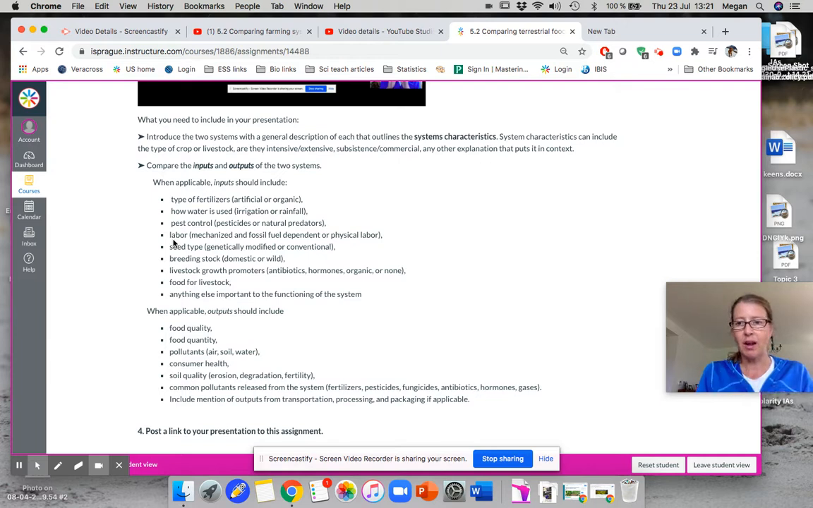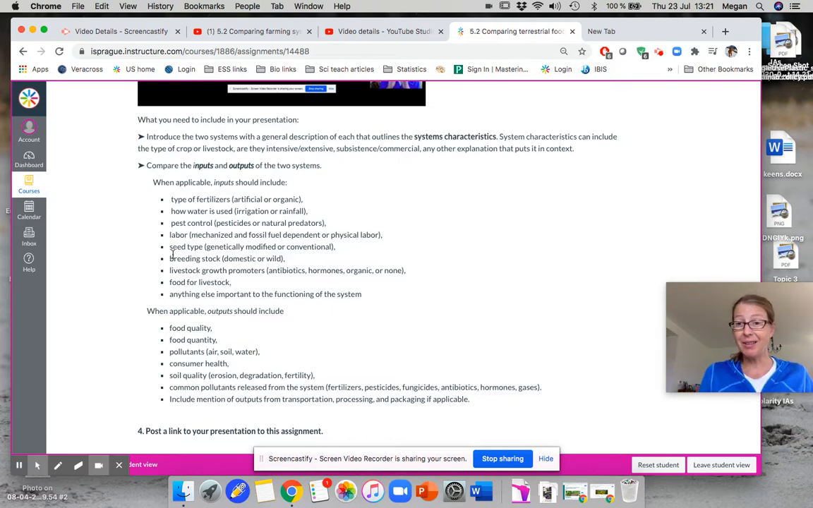intensive versus extensive, because the labor is going to be a lot more if it's intensive, right? And what type of labor is being used? Is it a lot of fossil fuel like tractors, or is it manual labor? Is it a lot of people who have to be working on it?